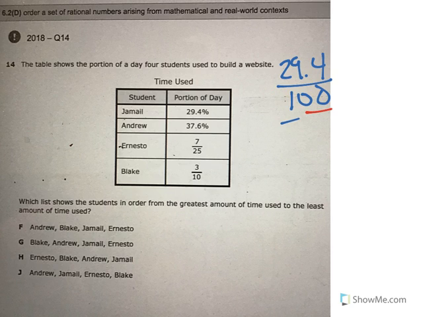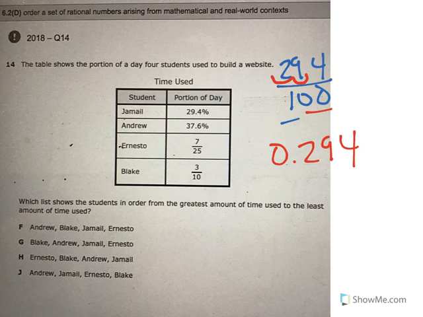So the easy trick is: if I'm multiplying by 100, I move my decimal 2 places to the right. If I'm dividing by 100, I move my decimal 2 places to the left. So 29.4 divided by 100 is 0.294. Again, I'm dividing by 100 because percent means out of 100. The fraction bar is a division bar.